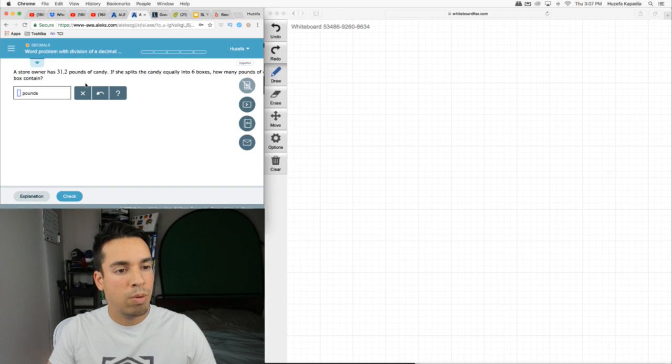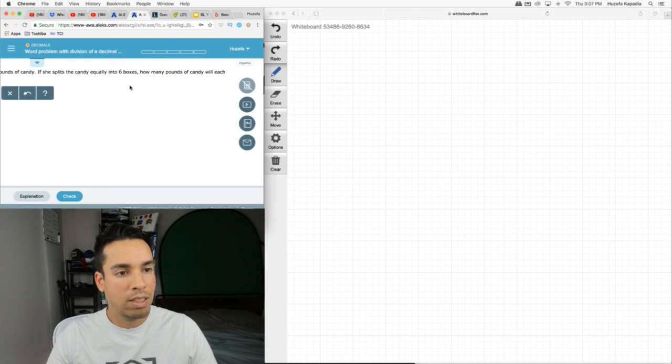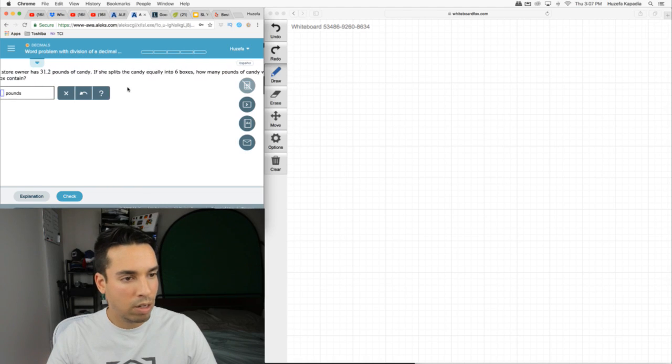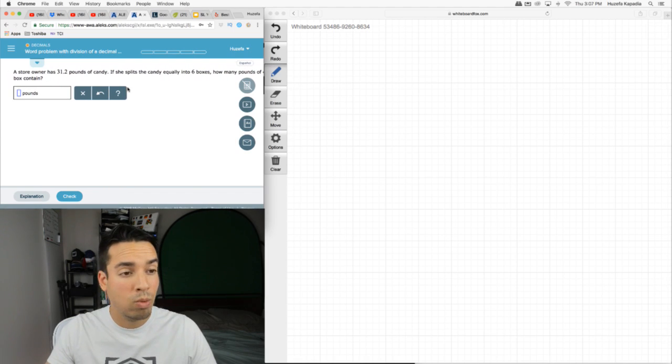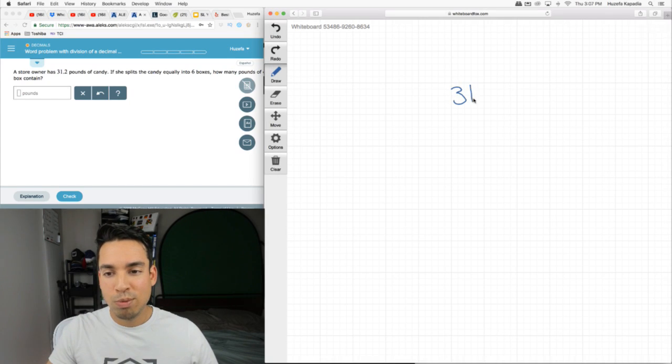A store owner has 31.2 pounds of candy. If she splits the candy equally into 6 boxes, how many pounds of candy will each box contain? What are they asking? Well, we know this is a division problem from the title of the category. But we've got 31.2 split up into 6 boxes, meaning we're dividing by 6. And now let's just do the division.